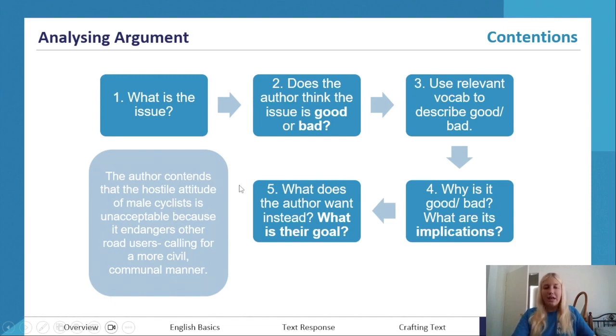So the author contends. So you would usually have the last name of the author and contends in a contention for analyzing argument that the hostile attitude of male cyclists, this is the issue being stated, is unacceptable. We've identified that the author thinks the issue is bad. The adjective we've used is unacceptable. Why? What are the implications? Because it endangers other road users, and calling for a more civil communal manner. So their goal is to come up with an alternative.